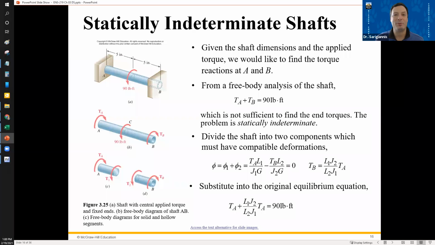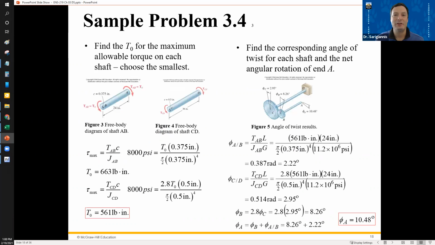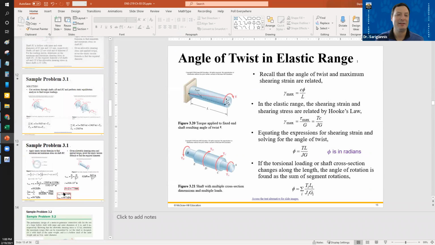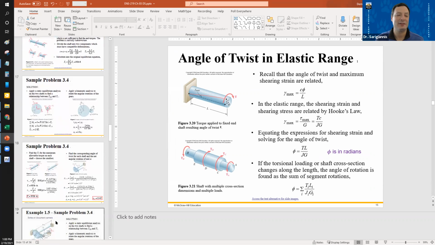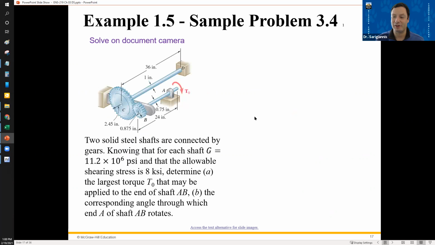Let's see, problem 3.4. Oh, wait, this is the problem. Oh, I messed up the order here. Let's see. Yeah, we're going to do this on the document camera. I don't know why. I must have moved the slide accidentally when I was fumbling with PowerPoint earlier.